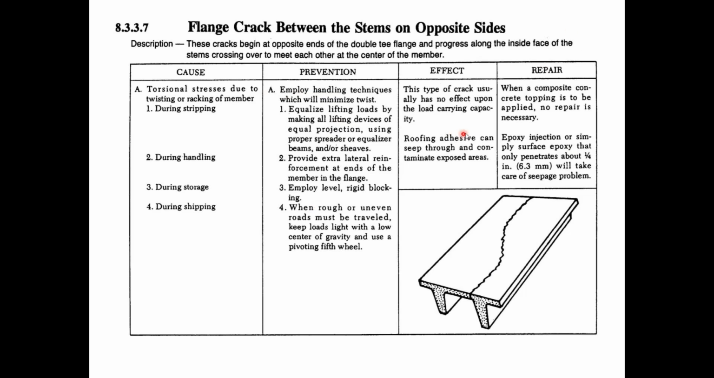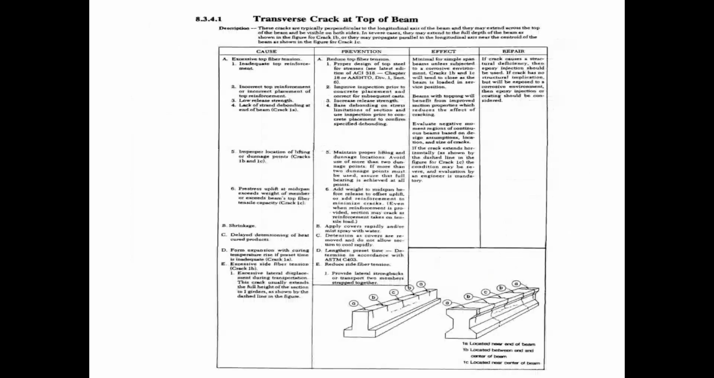This says this type of crack usually has no effect upon the load carrying capacity, so that's good. But roofing adhesive potentially could seep through and contaminate any exposed areas. It could also be a water infiltration problem if it's something that's going to be exposed to water. So the crack may not have any structural implication, but it could cause other problems with the overall functionality of the building. I won't go through all of these, but this is just to show you some different examples of what these crack guides provide.